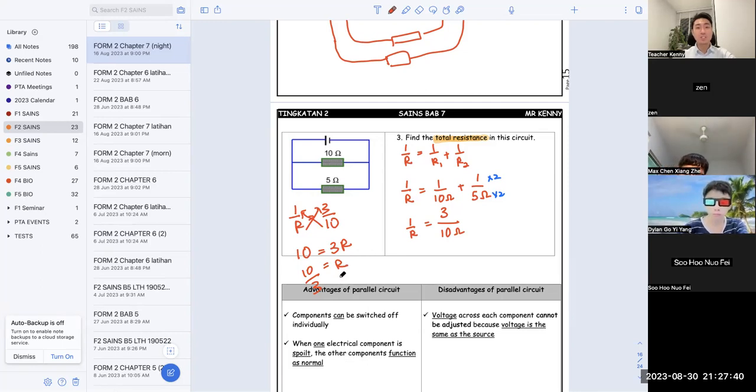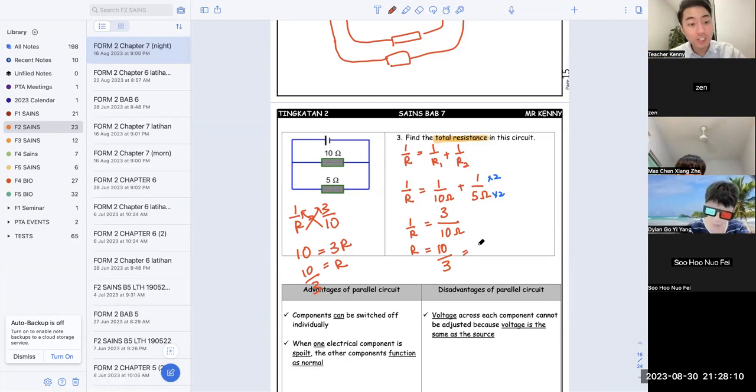Now, your science teacher will teach you a faster way. You have 1 over R, 3 over 10, you just have to flip, and the other side you flip. That's all. You flip 1 over R, you get R over 1, same as R. Correct or not? 10 over 3: you flip 3 over 10, you get 10 over 3. You see, same answer. Right? You just have to flip both sides. You get 10 over 3.